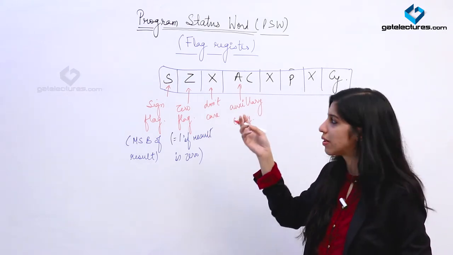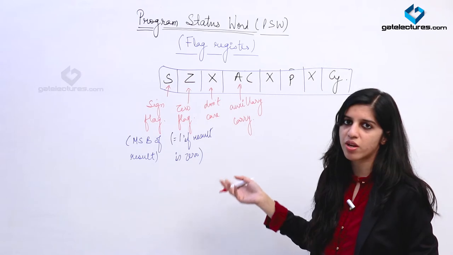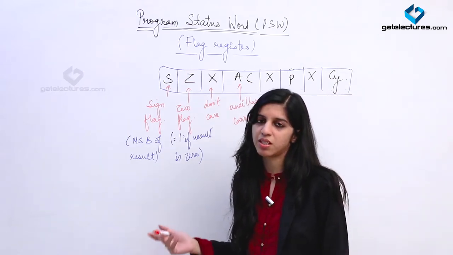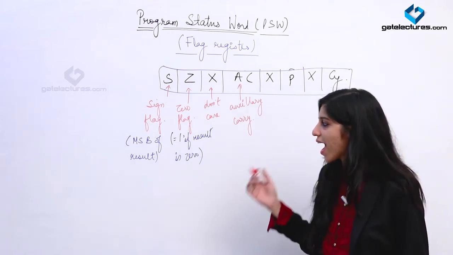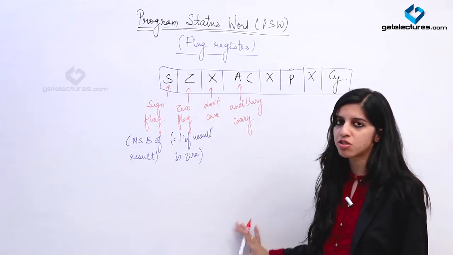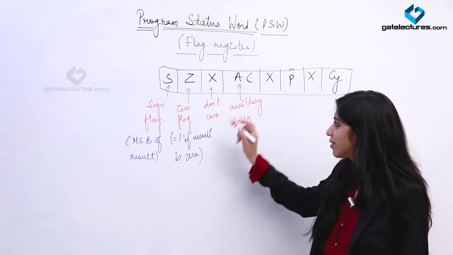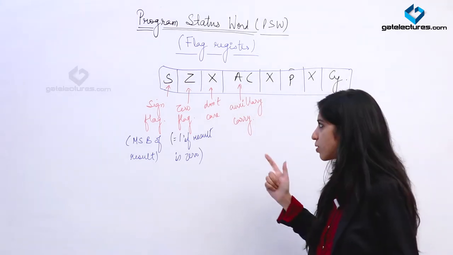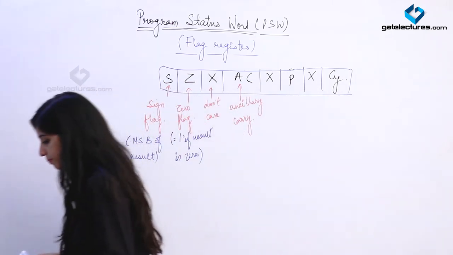This is auxiliary carry. Since all the registers in 8085 are 8 bit, whenever you're performing an 8 bit addition operation or 8 bit subtraction operation, if a carry occurs from lower 4 bits to upper 4 bits, then that carry is known as auxiliary carry. We can see an example to understand auxiliary carry first.